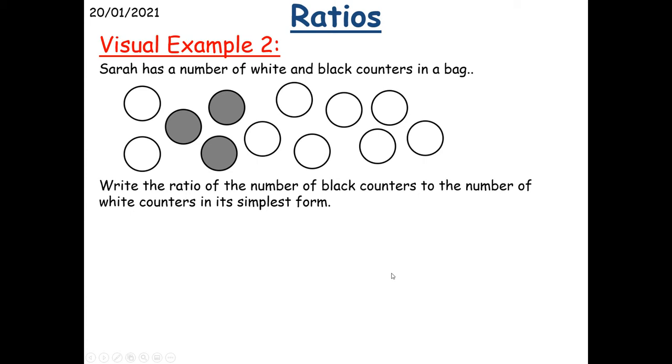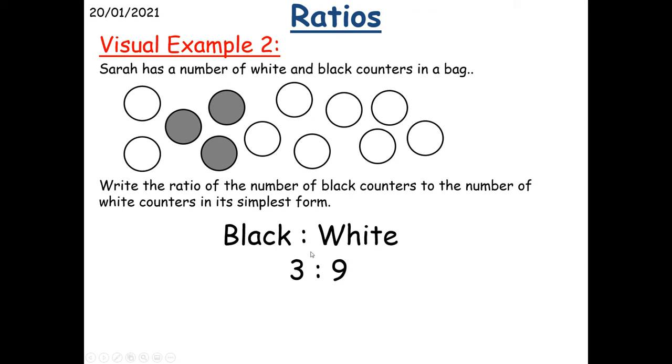Sarah has a number of white and black counters in a bag. Okay, so we've got a variety, it's more of a grey shade, but we've got black and white counters. Write the ratio of the number of black counters to the number of white counters. So black comes first and then white, and then we have to simplify it. So black to white, and then we've got 1, 2, 3 black, and 1, 2, 3, 4, 5, 6, 7, 8, 9 white. So we've got 3 to 9.